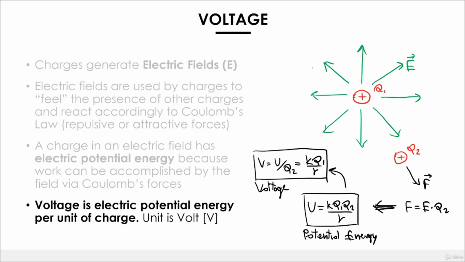We can finally talk about voltage. Voltage is electric potential energy per unit of charge. So in the example before, if this was the equation of the potential energy for Q2, the voltage at the position of Q2 will be equal to K, which is a constant, times Q1 divided by R. So you see it's simply the same equation, we just eliminated Q2. The voltage is a more convenient way to talk about electric potential energy in electrical circuits, but it's intimately related to the electric potential energy. Voltage, as you certainly know, is measured in volts, and the symbol for volts is capital V.